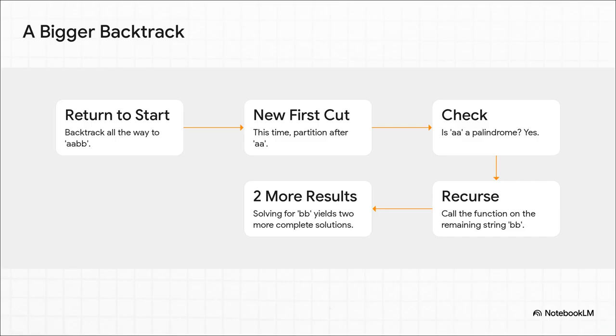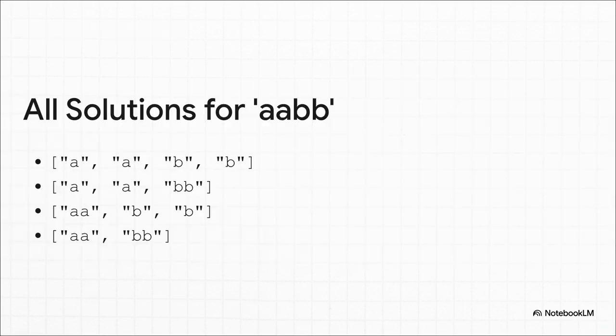And since we already know there are two ways to solve BB, this one move instantly finds our last two solutions. And just like that, look at what we've got. By systematically exploring every possible first move and then backtracking to try the next one, our detectives have uncovered all four possible ways to partition AABB. No guesswork involved, just a perfect, repeatable system.